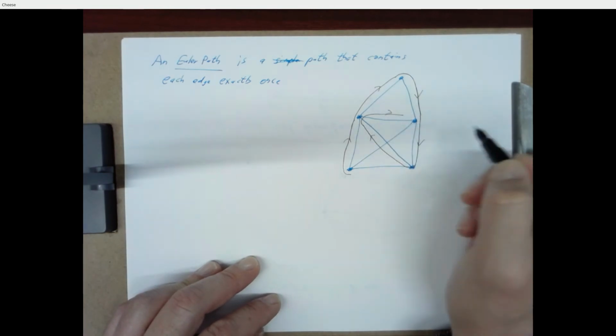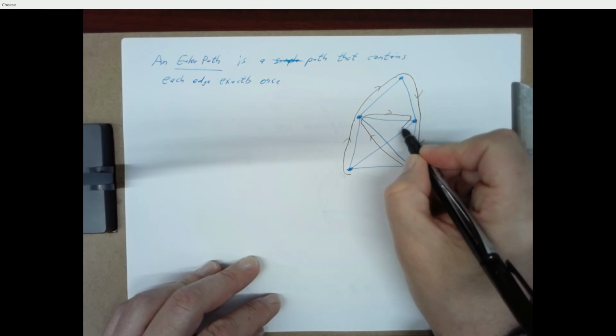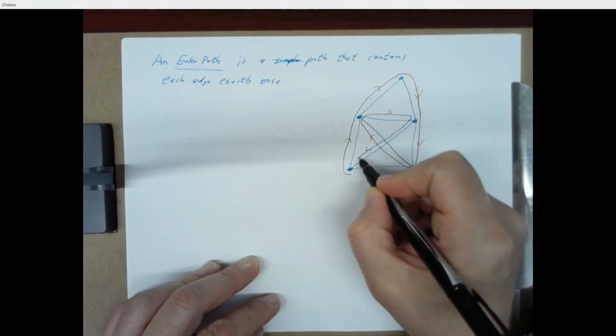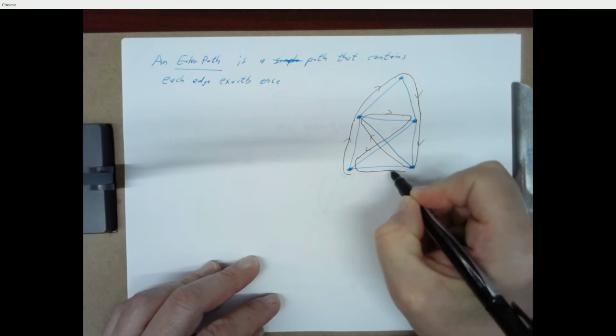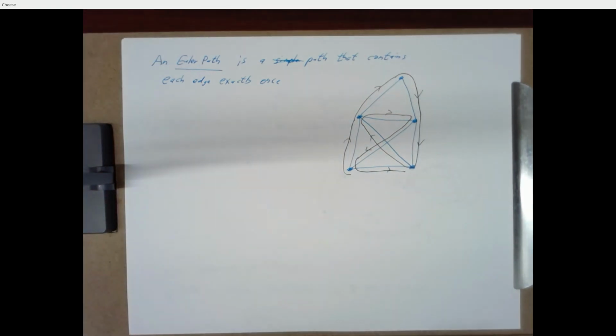Back. And did we cover each edge? And did we do any edges more than once? Okay, so that's a valid Euler path. Good. Now we hit some vertices more than once. That's okay. You're allowed to do that. For an Euler path, the goal is to travel each edge once and only once.